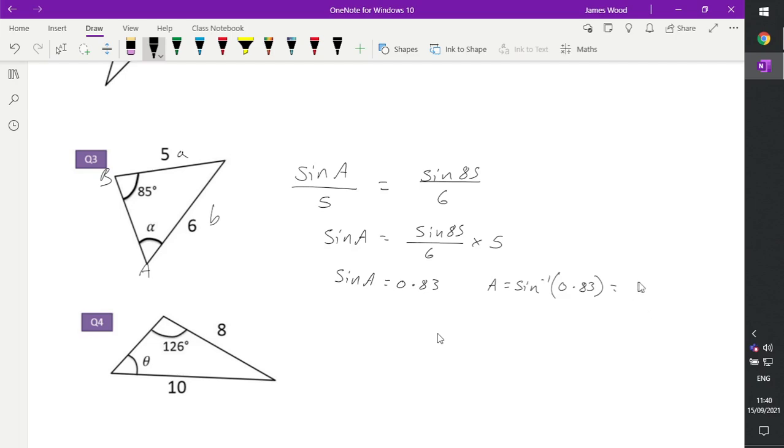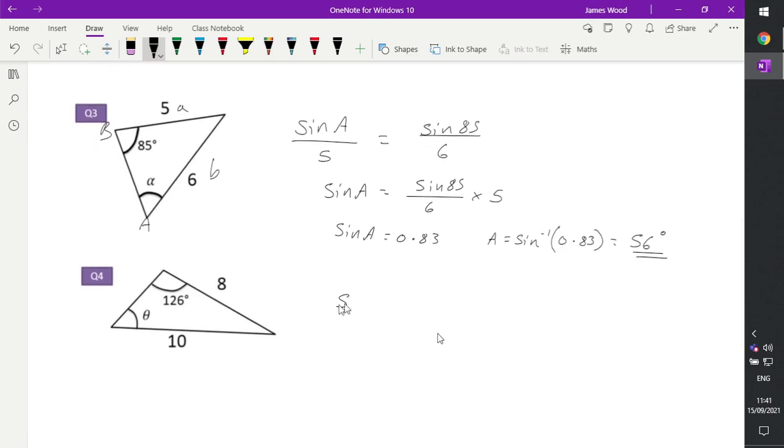Which gives me 56 degrees. This next one, set up again, we'll do sine, this is a theta here, so sine theta over 8 is the same as sine 126 over 10. So sine theta is sine 126 over 10 times 8. Theta, well, rather than doing this as a decimal, to keep it as accurate as possible, I'm actually going to do inverse sine of this whole thing.